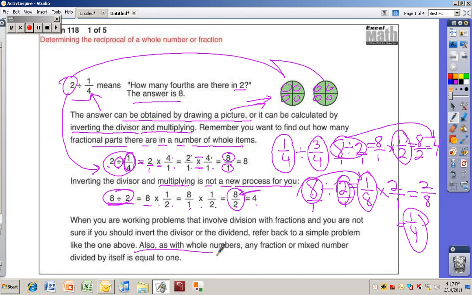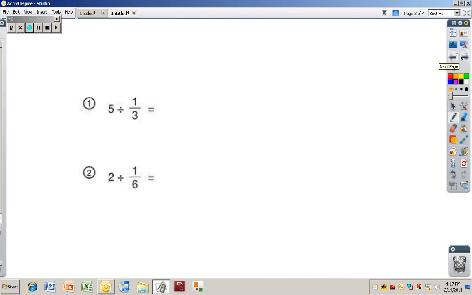This other part down here is saying that any number divided by itself is equal to 1. So if you see a problem that says 3 1/4 divided by 3 1/4, the answer is 1. You don't need to do all this work to try to see what it is. It's being divided by itself. So watch out for those and don't get suckered into doing a whole bunch of work to solve them. Okay, let's do some problems together now that are kind of like what you just saw.